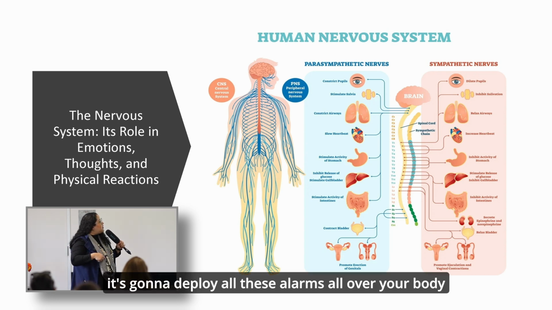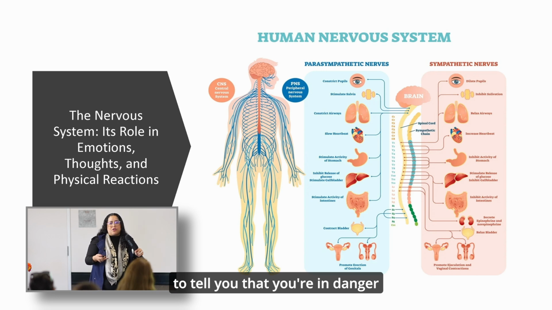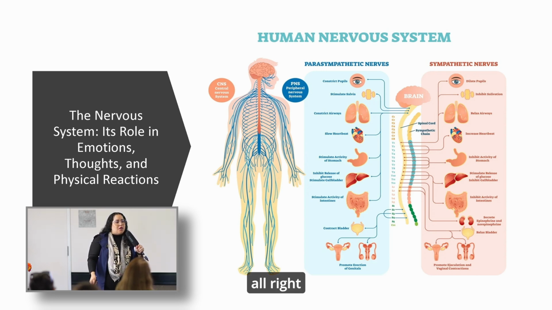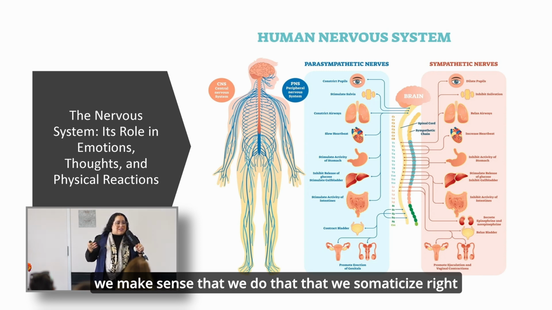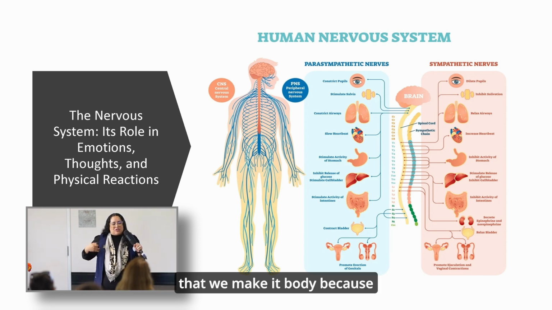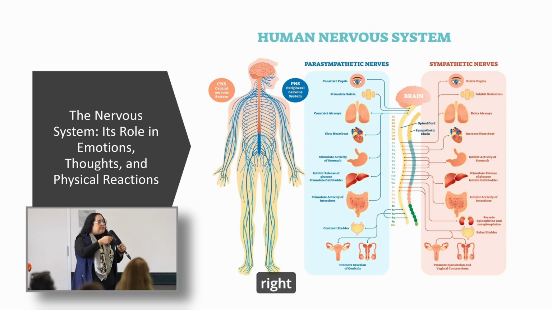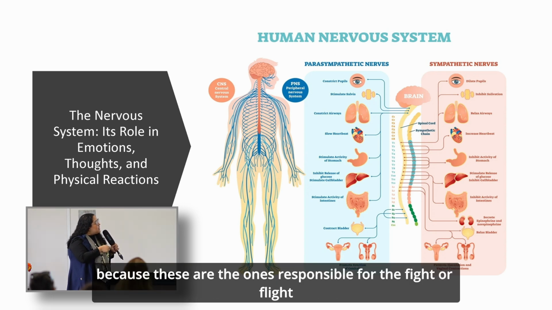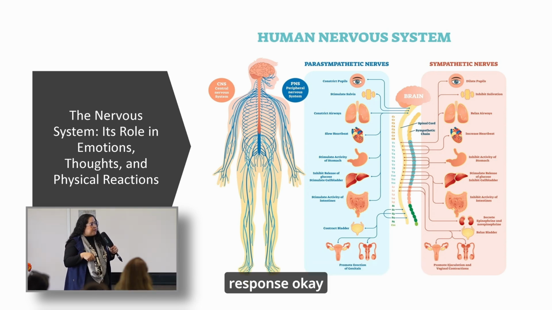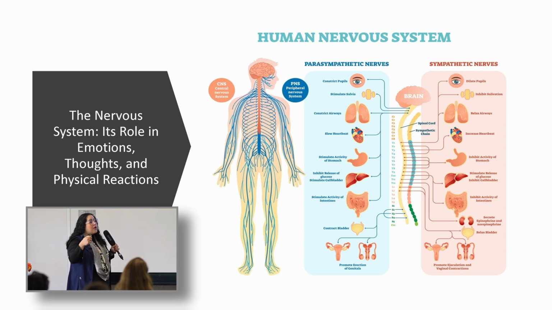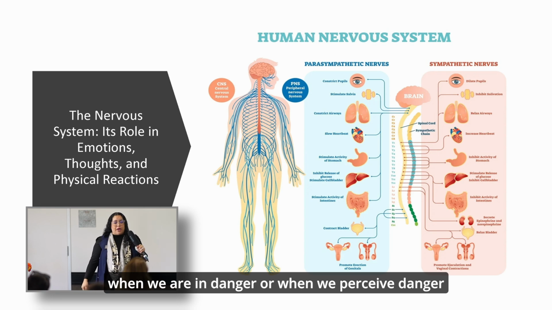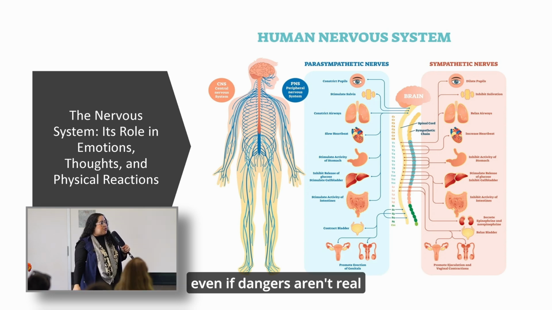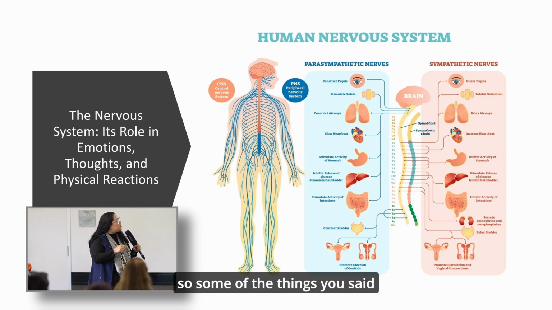And so it's going to deploy all these alarms all over your body to tell you that you're in danger, okay? So it makes sense that we somaticize, that we make it body, because our nervous system is telling us something. But let's go over the parasympathetic and the sympathetic nerves, because these are the ones responsible for the fight or flight response, okay? So the sympathetic nerves are the ones that become activated when we are in danger or when we perceive danger, even if danger is not real.